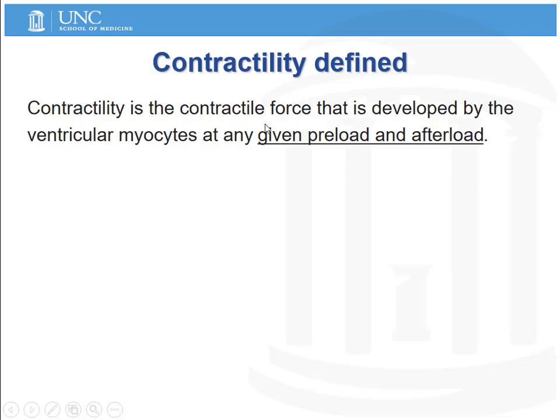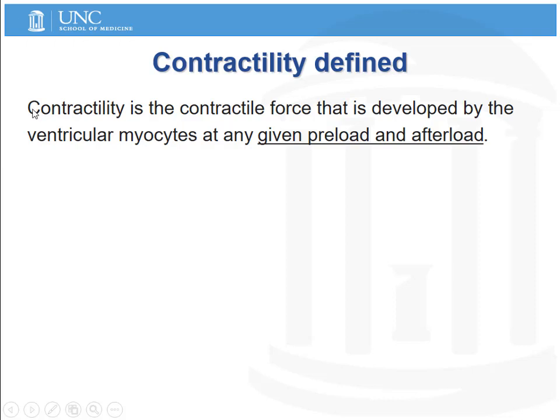Contractile force is just a general term that refers to the strength of the contraction that the ventricle is making. And lots of things can affect contractile force, including preload and afterload. But contractility is different, and it's the intrinsic ability of the ventricle to make that contractile force.